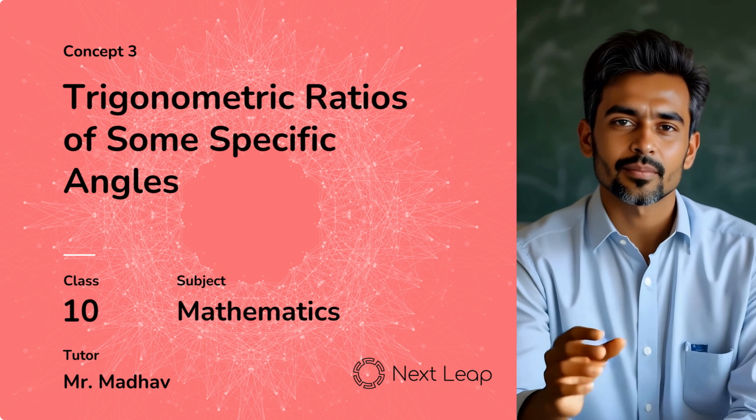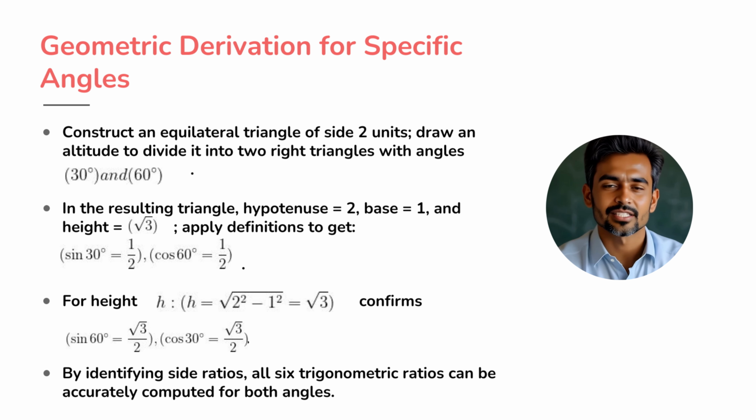Let's move on. Great! Now, let's dive deeper into those magic angles, 30 degrees and 60 degrees, using a simple yet elegant shape, the equilateral triangle. Picture an equilateral triangle with all sides equal to 2 units. If we draw a line straight down from one vertex to the opposite side, called the altitude, it splits the triangle into 2 right-angled triangles. Each of these right triangles has angles of 30, 60, and 90 degrees.